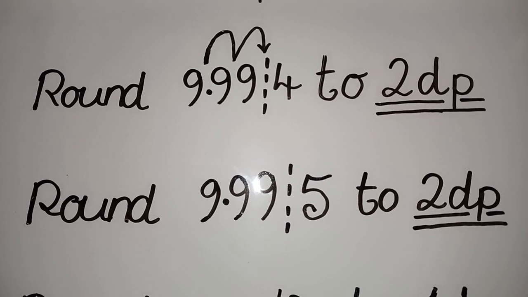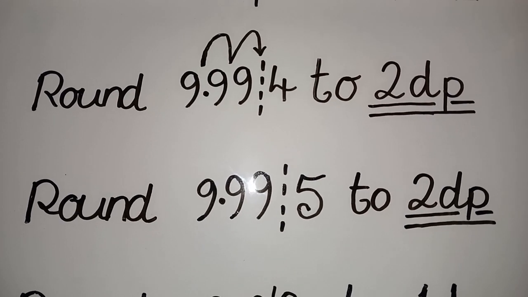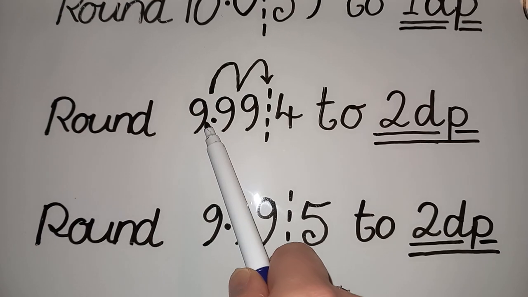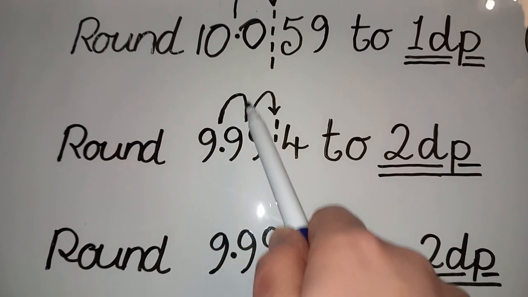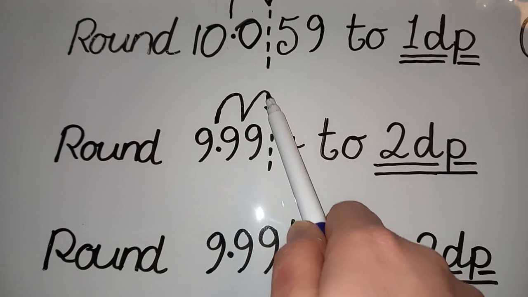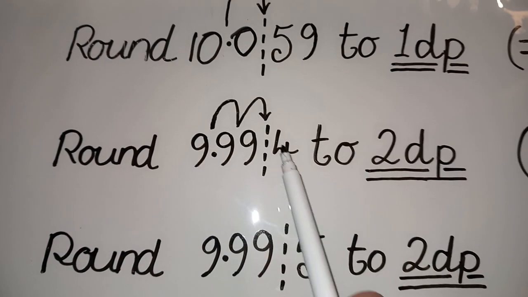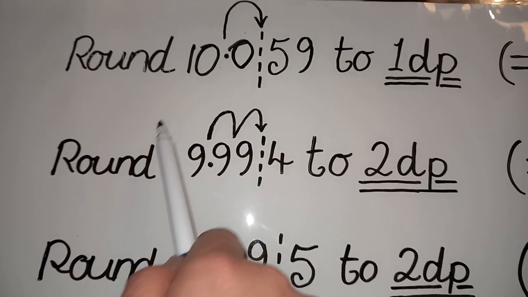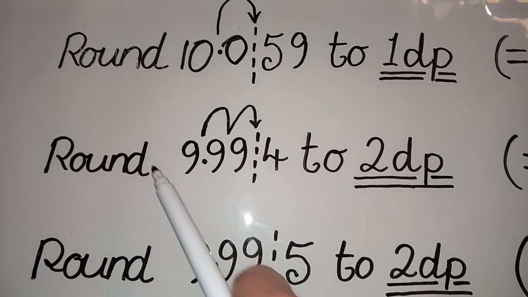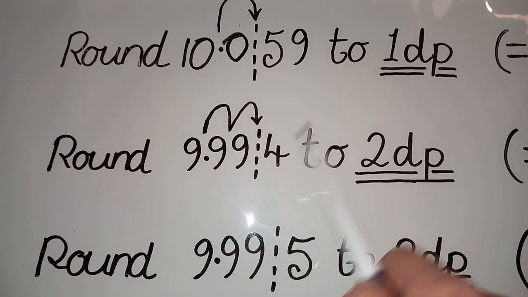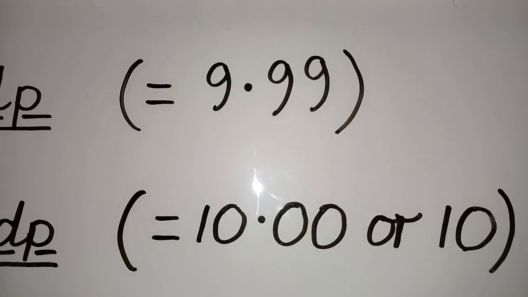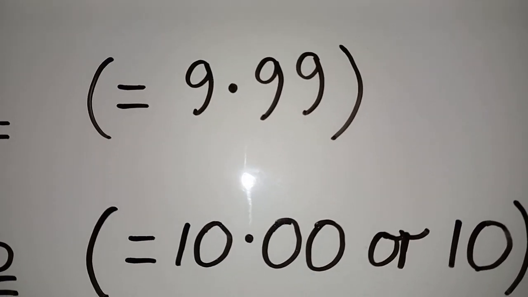Now let's round 9.994 to 2 decimal places. Again, go to your decimal point, 1, 2 to the right, there's your cut-off point. Now because this number is a 4, it's obviously less than 5, this stays the same. So we just get rid of the 4, just disregard the 4, and the answer to 2 decimal places is 9.99.